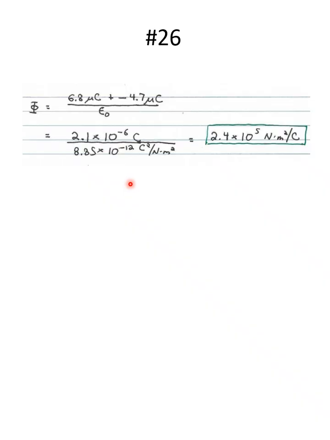Notice that it didn't matter in this question that it was a sphere. Just like in the previous questions, number 25 and number 24 with the sock, the shape didn't really matter. All that matters by Gauss's law, if we want to know the flux, is the enclosed charge divided by epsilon naught.